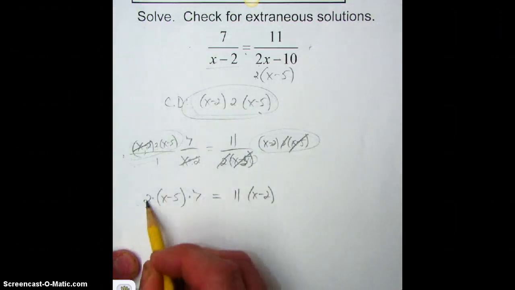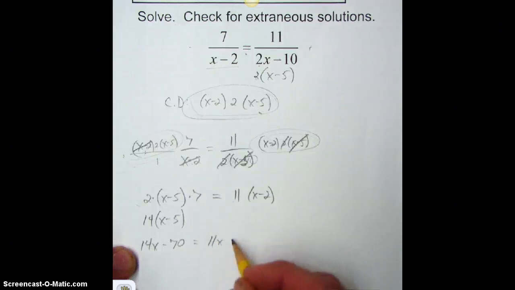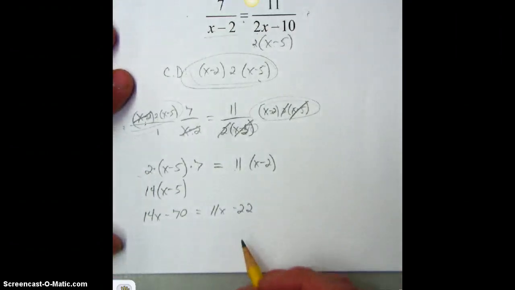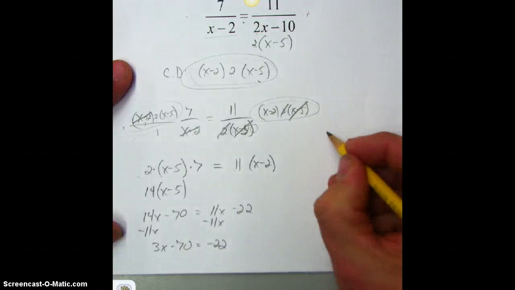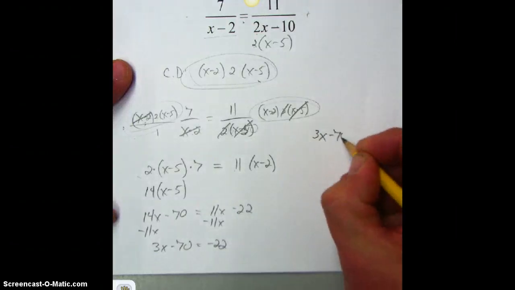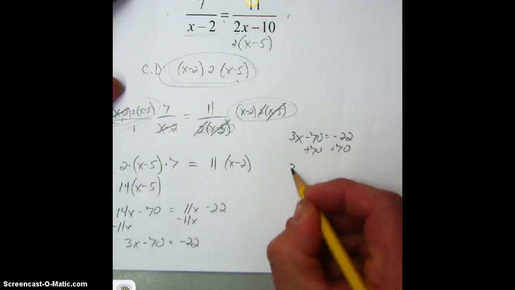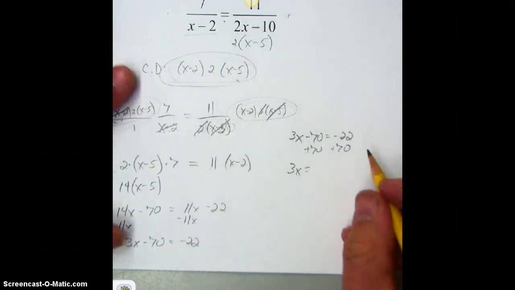Alright, so 7 times 2 is 14. Multiply 14 through, so it'll be 14x minus 14 times 5, which is 70, equals 11x minus 22. So this is linear, which means we want to get the variable by itself. I'm going to subtract 11x. So I get 3x minus 70 equals negative 22. Let me rewrite it up here. 3x minus 70 equals negative 22. Add 70 to both sides. So I get 3x is equal to, well, 70 minus 22 gives me 48.